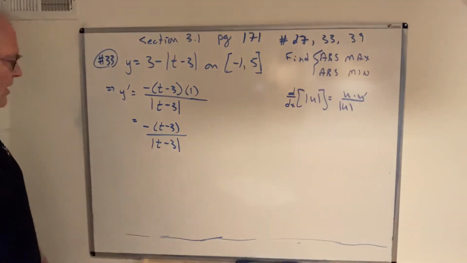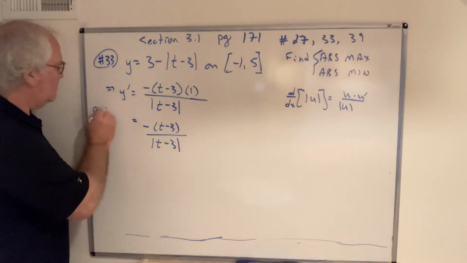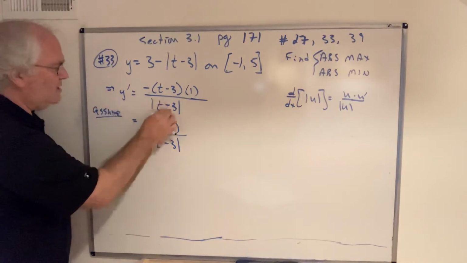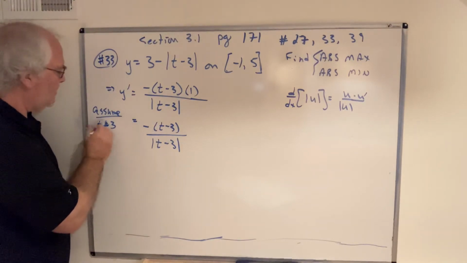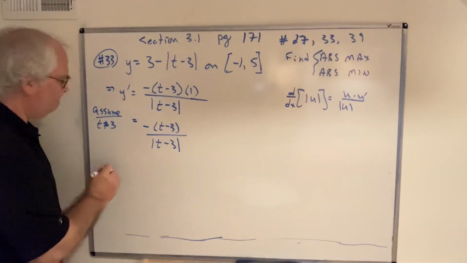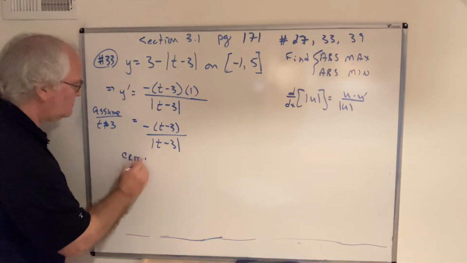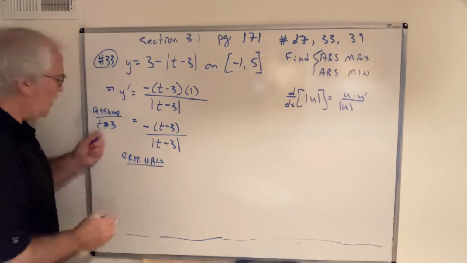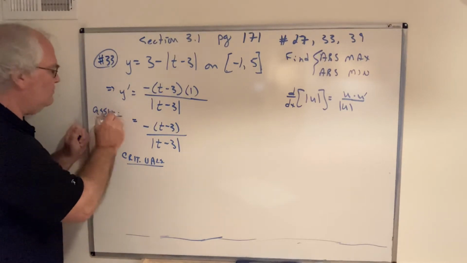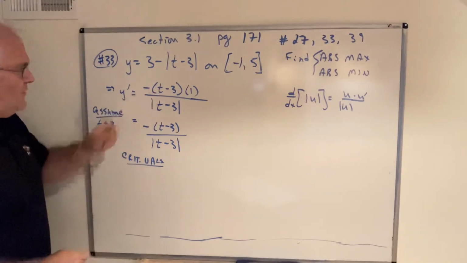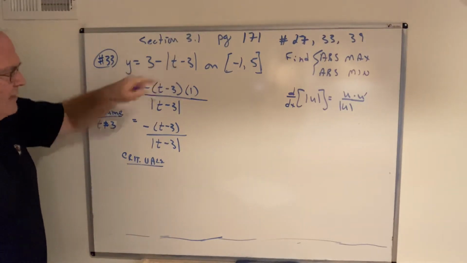And now we continue merrily along our little way. We got to find all the critical values. We assume that t is not equal to 3. All right? So what do we have here? Critical values. Now, here's why this piece is important, because watch what happens. We need to assume that t is not equal to 3. We know that that's where the cusp is located, and this derivative does not exist at 3.